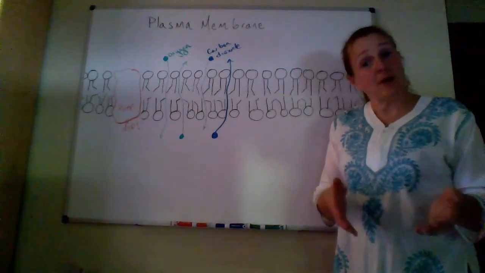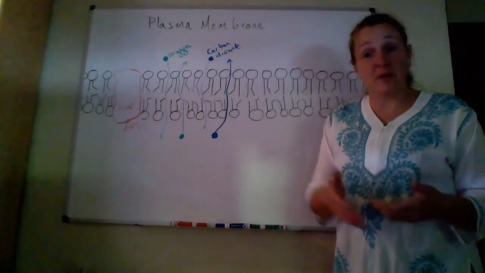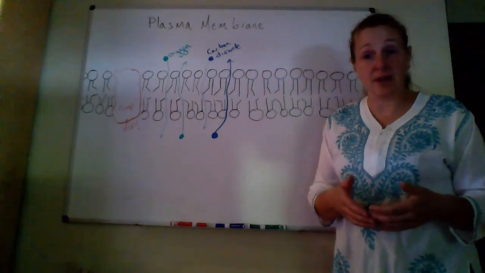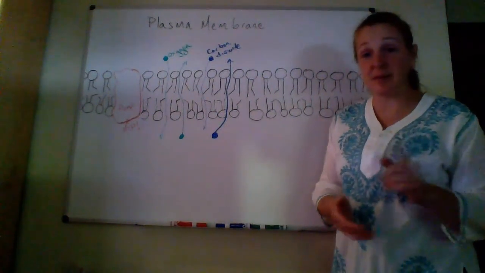Now remember, water is two hydrogens bonded to an oxygen. We have that covalent bond, that unequal sharing of electrons. This causes our water molecule to be polar. That's going to be important.